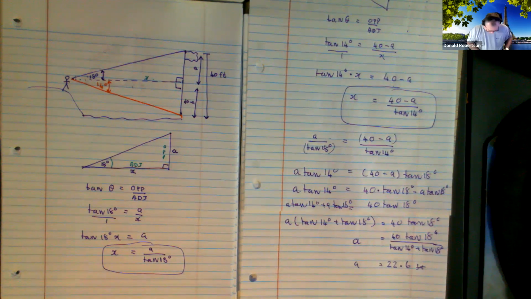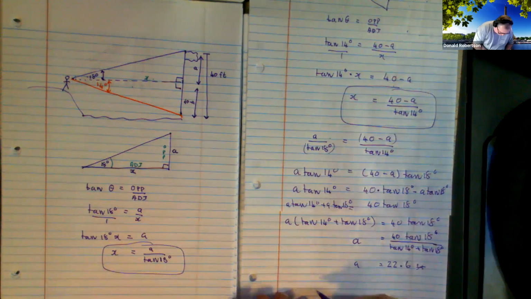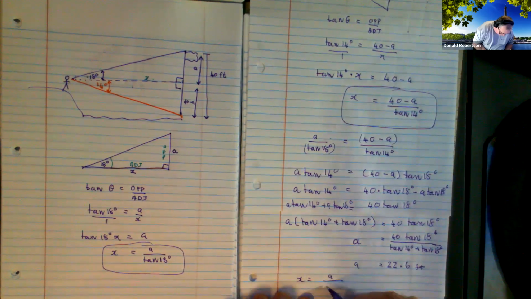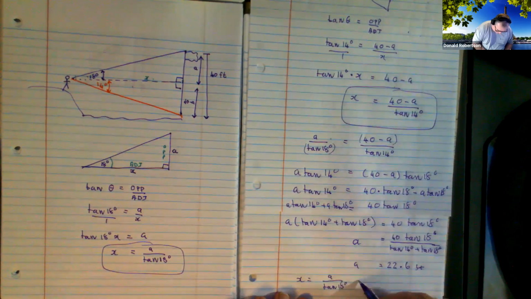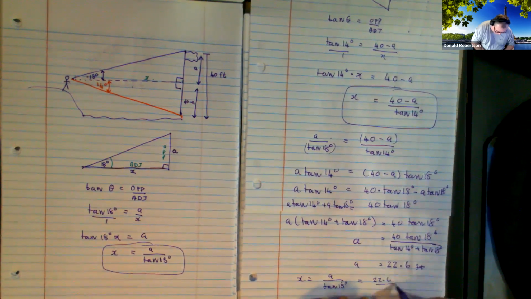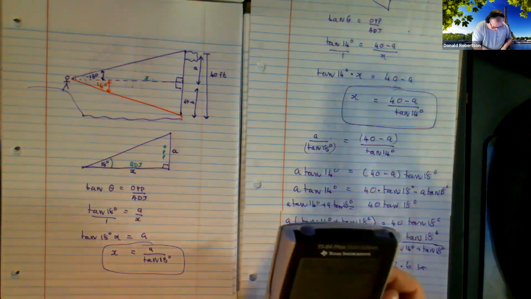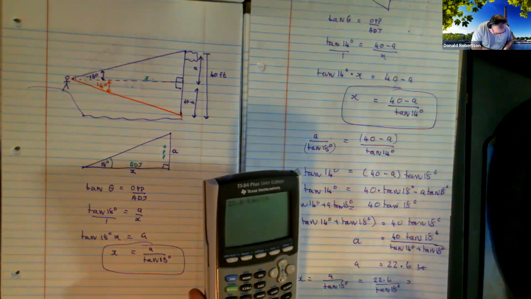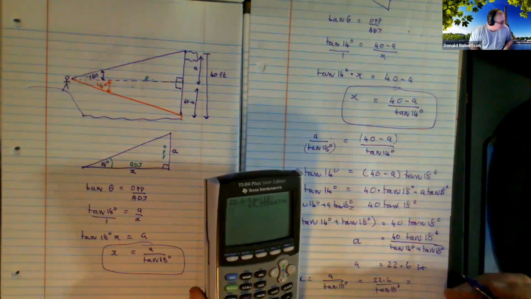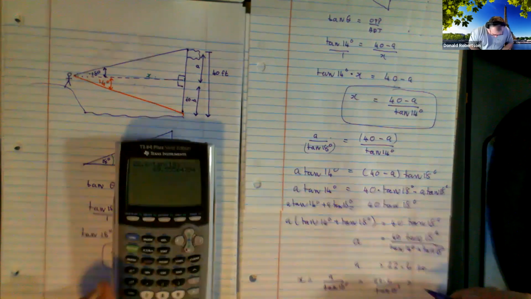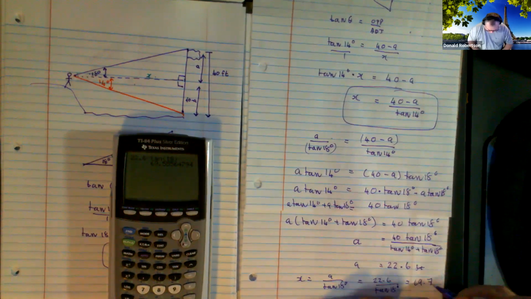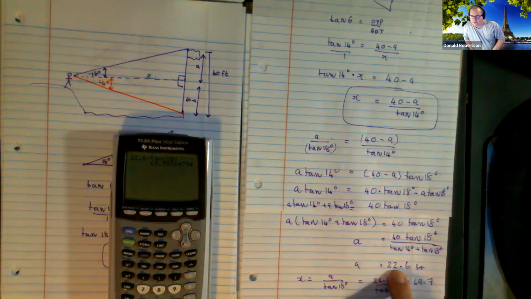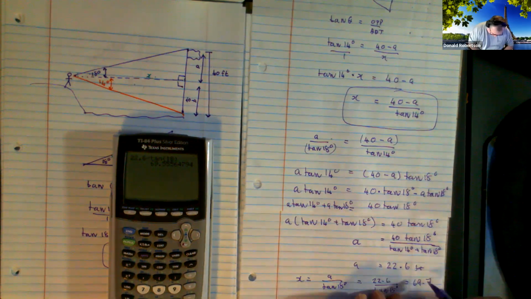Now remember the goal was to find x. So isn't x a over the tan of 18? 22.6 divided by the tangent of 18. And there's the answer, 69. Well, I make it 69.6. They have 69.7, but that's probably because they did this to more accuracy than I did, right? They probably called it 22.66 or something, right? But it worked.